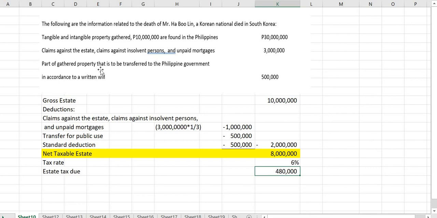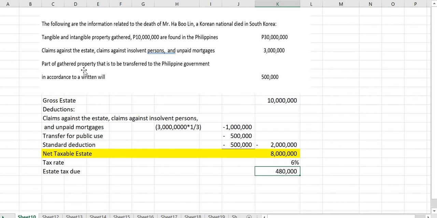So to compute, as I said earlier, NRAs are taxable only for those properties within the Philippines. So we have only 10 million in the gross estate. His deductions, so this is a proportional deduction. So the amount of claim against the estate, claim against insolvent person, and unpaid mortgage, times 1/3. So why 1/3? Because it is Philippine gross estate over world gross estate. So this is actually 10 million over 30 million, so the lowest term only. So 3 million times 1/3, we have 1 million.